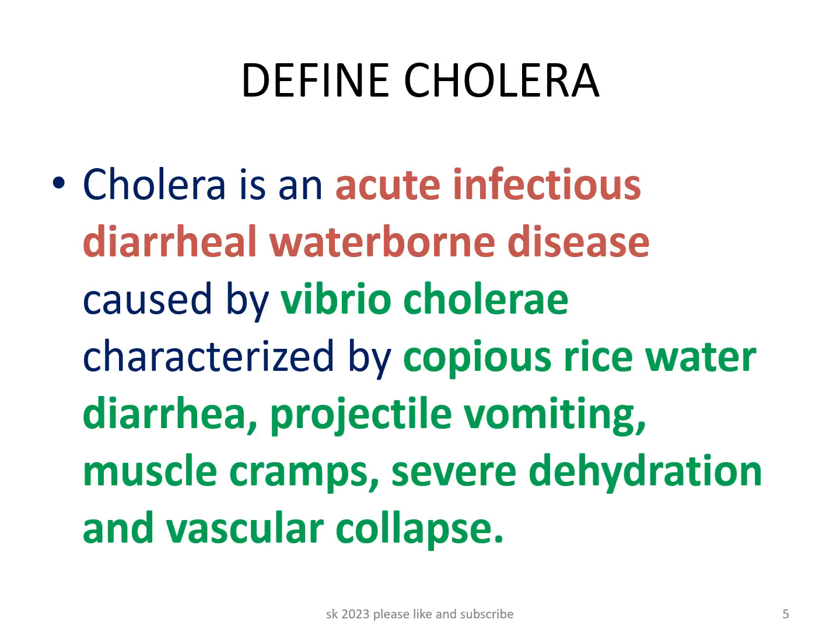Our first example is cholera. I know most of us, if you meet someone on the street and ask what is cholera, you'll be able to say something. But then, if you're able to define cholera using the 3 things that we have mentioned: cholera is an acute infectious diarrheal waterborne disease. So this is what it is, caused by Vibrio cholerae. So this one is the cause, because we know this is caused by an organism. Characterized by copious rice water diarrhea, projectile vomiting, muscle cramps, severe dehydration, and vascular collapse.